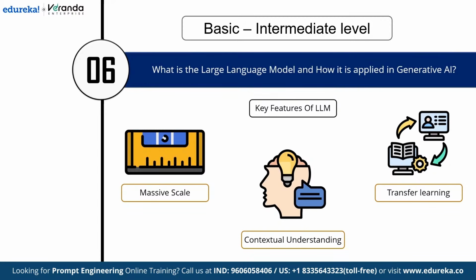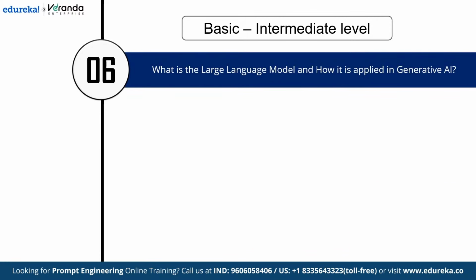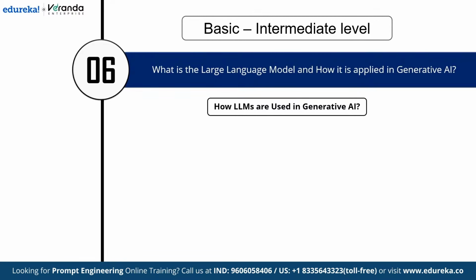Next, transfer learning. Pre-trained LLMs can be fine-tuned on specific tasks or datasets, allowing them to perform a wide range of language-related tasks with minimal task-specific data. But how are LLMs used in generative AI?